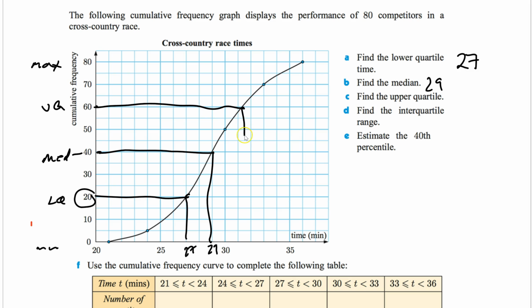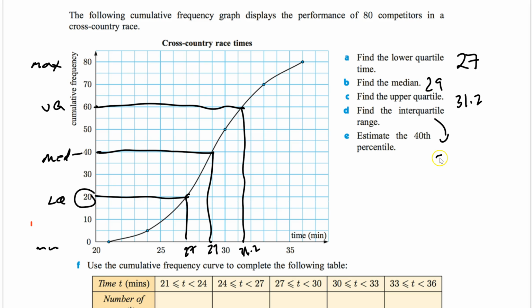Not nice. This is not cool. Go down again. It's not as easy as it looks. Alright, I guess I'll make it look hard, but whatever. 31.2. Again, that 0.2 is just an estimation. That's all it is. Find the interquartile range.